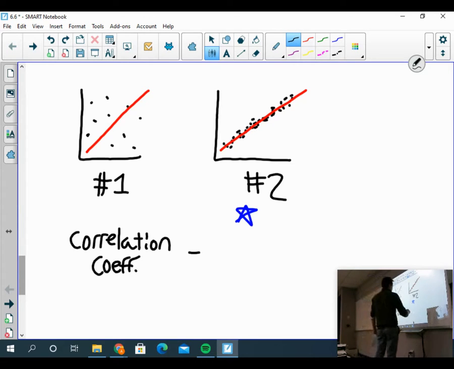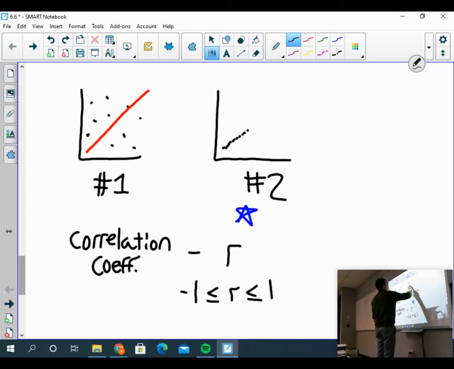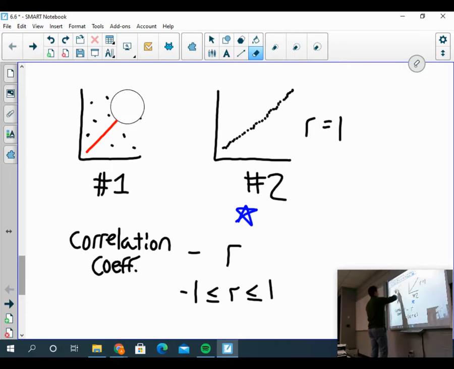That correlation coefficient is going to have the symbol R, okay? And R is going to be a number between negative 1 and 1. What's it look like if it's negative 1? Well, if it's positive 1, that data is going to be in a straight positive line. That would be an example of R equals 1, a scatter plot with R equals 1.